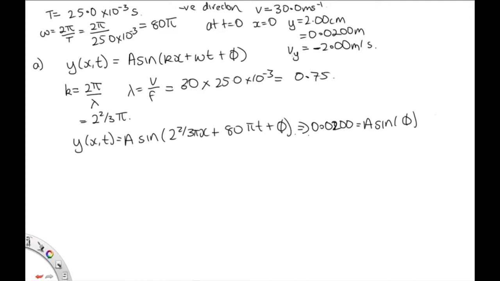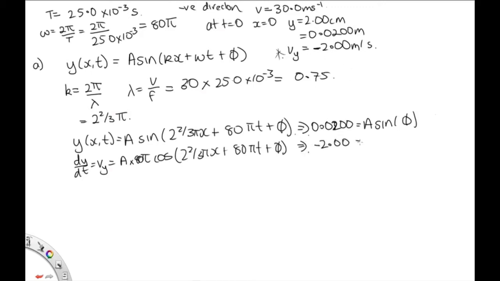So what we need to do now is make use of this piece of information, so we'll need to differentiate this. So dy/dt is equal to Vy, which is this thing. So taking the derivative of this, we end up with A times 80 pi cos of 2 2/3 pi x plus 80 pi t plus phi. And so using this, we've got minus 2.00 is equal to 80 pi A cos phi.